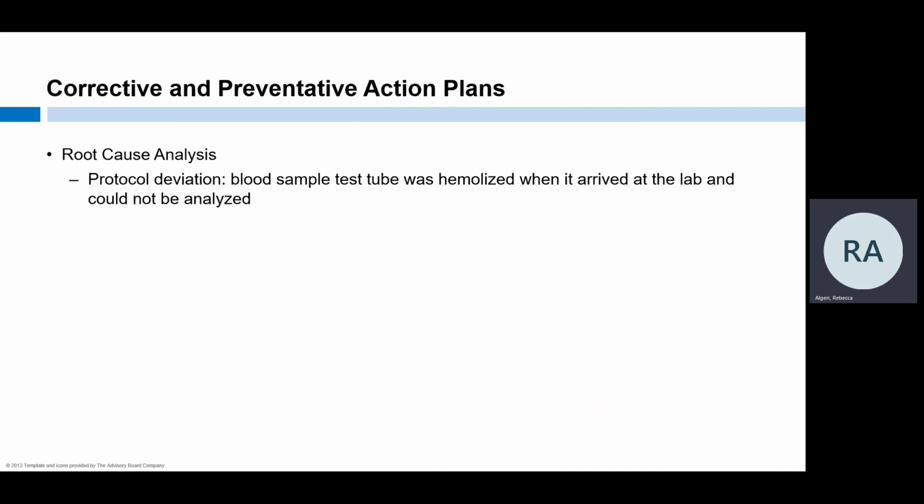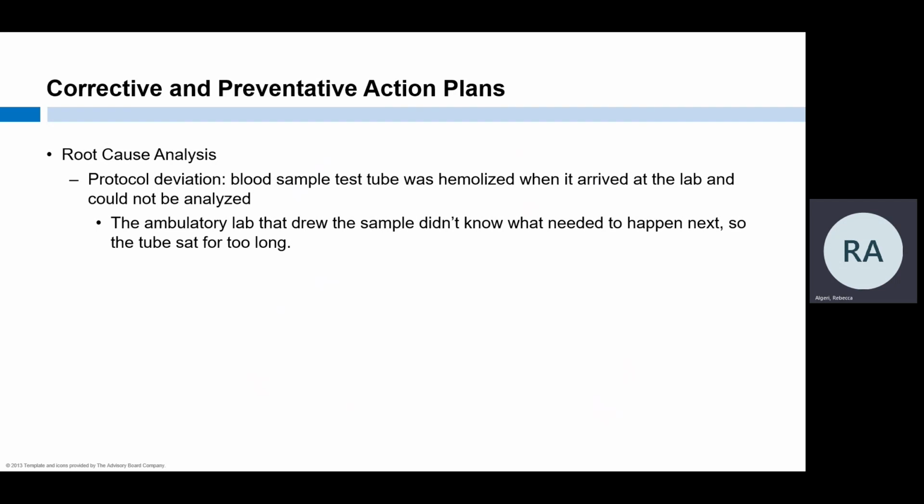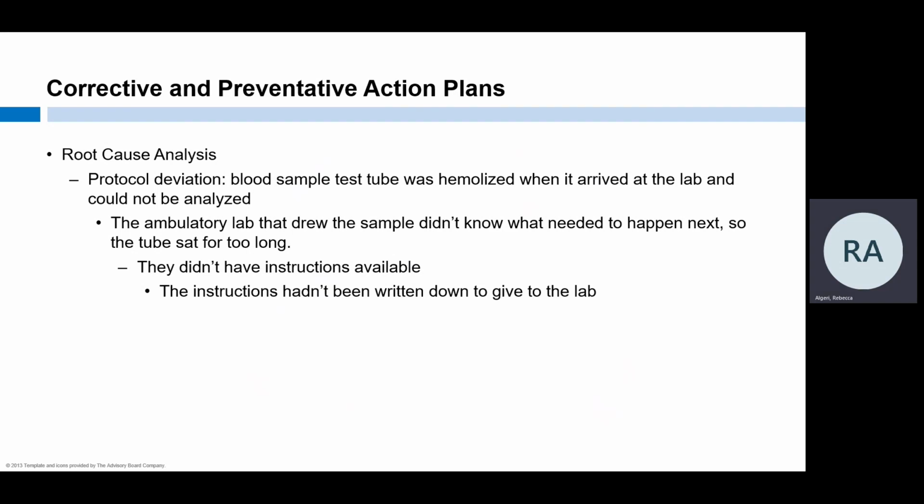Let's work through the process of developing a CAPA by looking at a protocol deviation in which the blood sample was hemolyzed when it arrived at the lab, so it couldn't be analyzed. We'll talk with the team and ask our 5 whys. Why? The ambulatory lab that drew the sample didn't know what needed to be done with it, so it sat for too long. Why? The lab didn't have instructions.